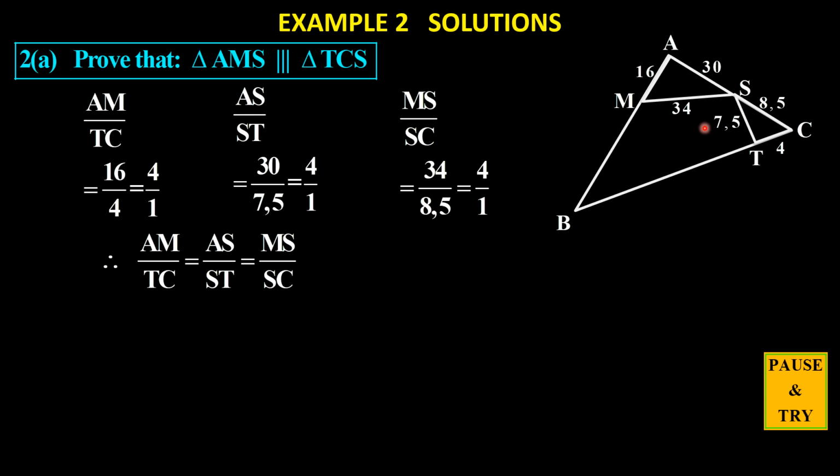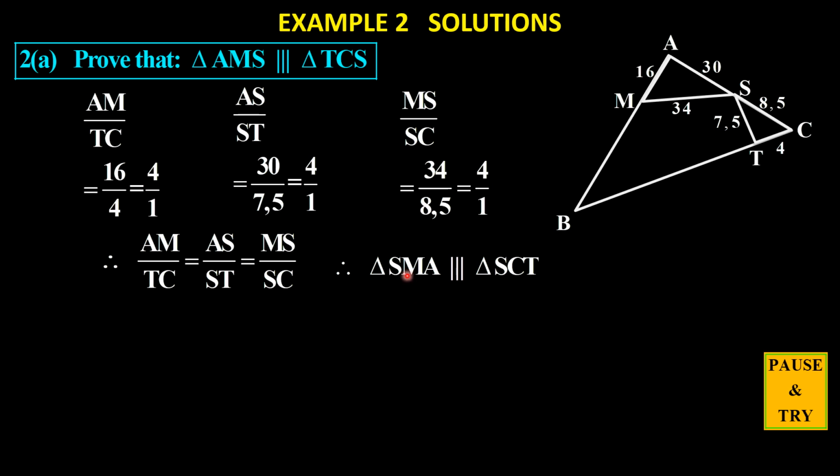Now, how can we get that without looking up there? The triangle is AMS. So opposite AM is S. Opposite AS is M. Opposite MS is the angle A. The same way there, I have TCS. So opposite TC is angle S. Opposite ST is angle C. Opposite SC is angle T. And there we have our triangles where the angles are in the correct order there.